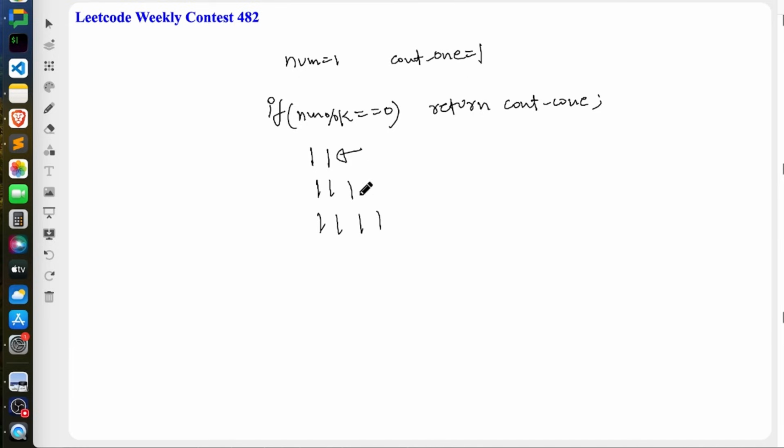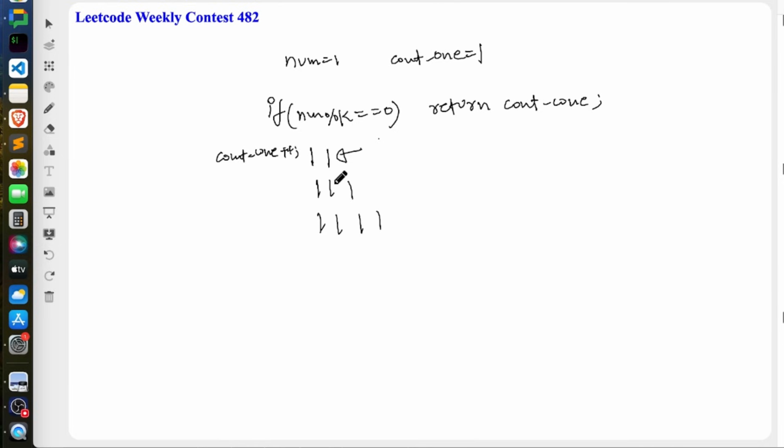And remember, each time, just keep doing count 1 plus plus, because you add digit 1 at the end. So just check if 11 is divisible by k or not. If that's not divisible, go to triple one, then four ones. Just keep on doing this process, right? As soon as you get the first number that is divisible by k, that is your answer, right?